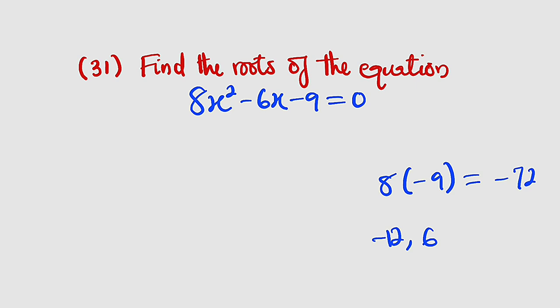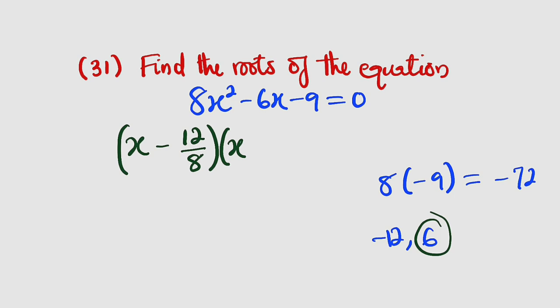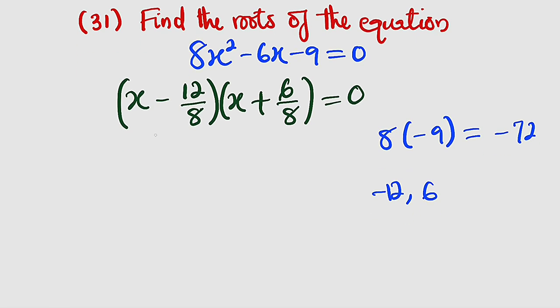So let me show you how to find the roots. We have x. You take the first number here, which is negative 12. You divide by the leading coefficient. Then you multiply it by x again, then plus 6. Divide by the leading coefficient. Everything equal to 0. Alright, remember we are going to set each factor here to be equal to 0.